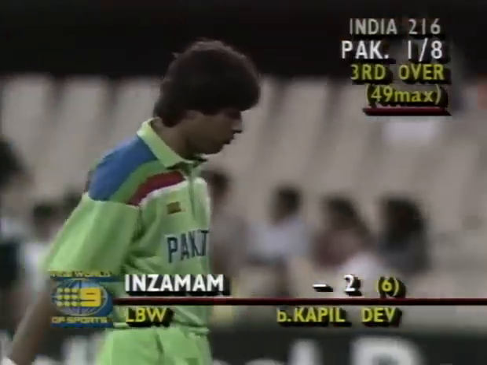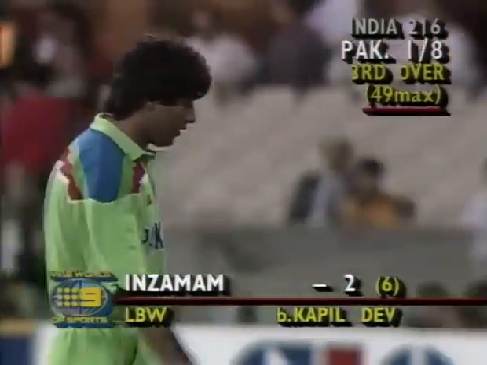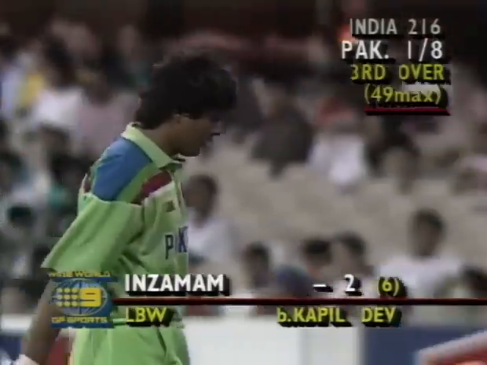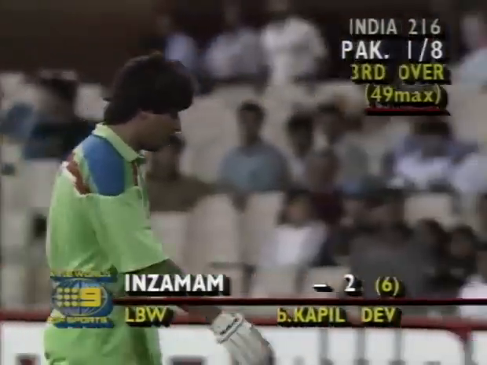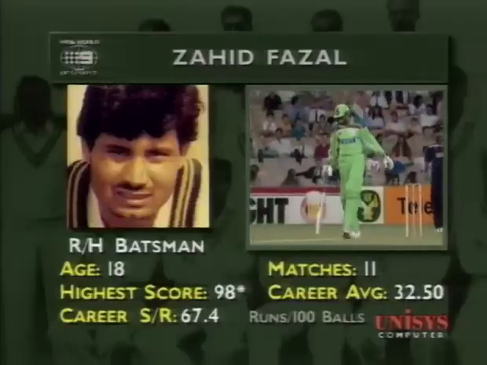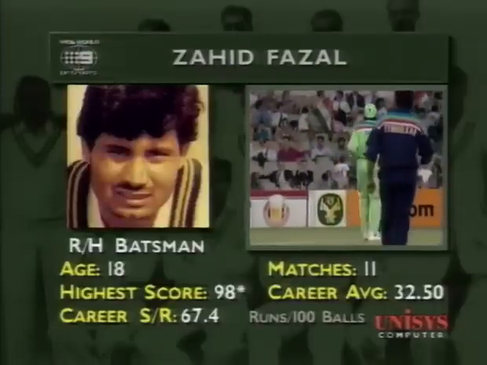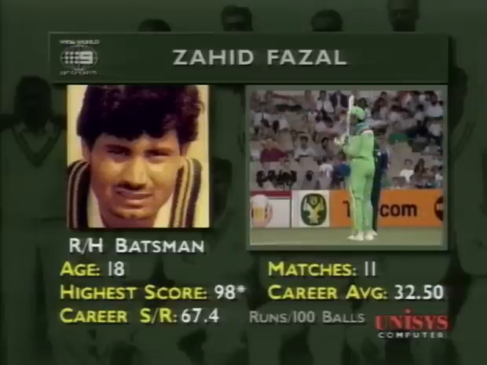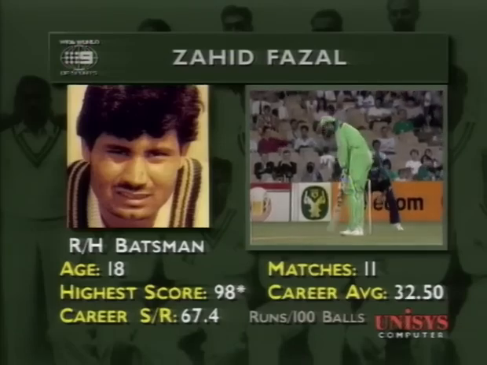I'm glad the lights are on. So Kapil Dev the one getting the breakthrough, and a breakthrough India really need. And Pakistan are now 1 for 8 in the third over. Zahid Fazal, the right-hand batsman, 18 years of age, so a few youngsters playing here tonight. Tendulkar, Kambli for India.